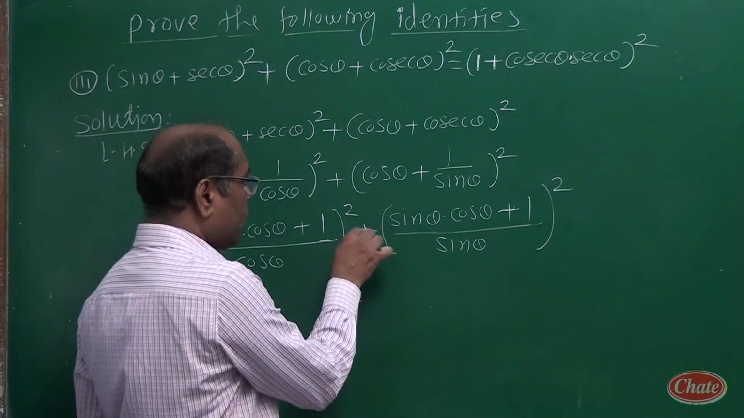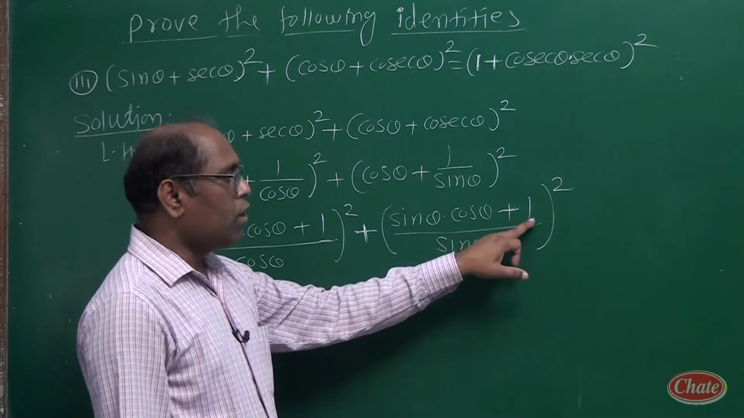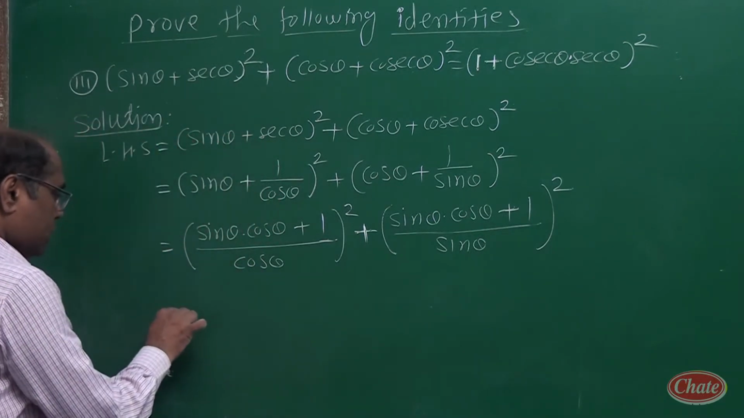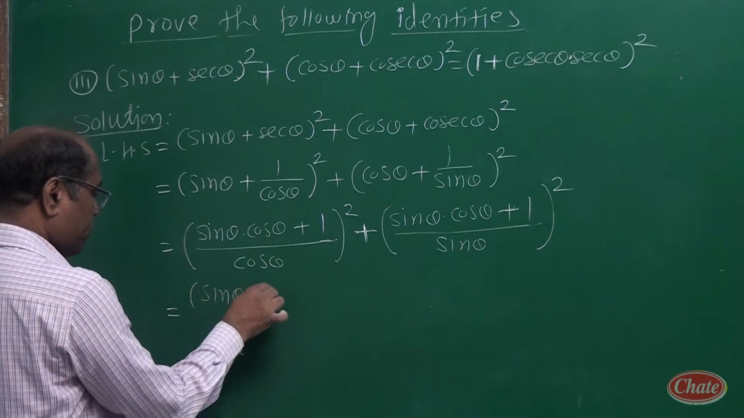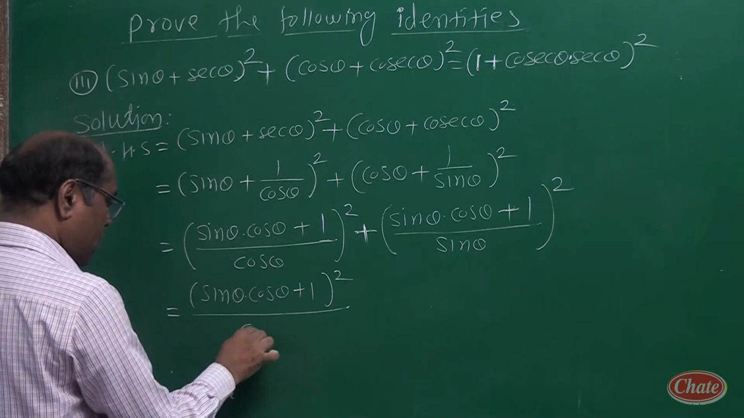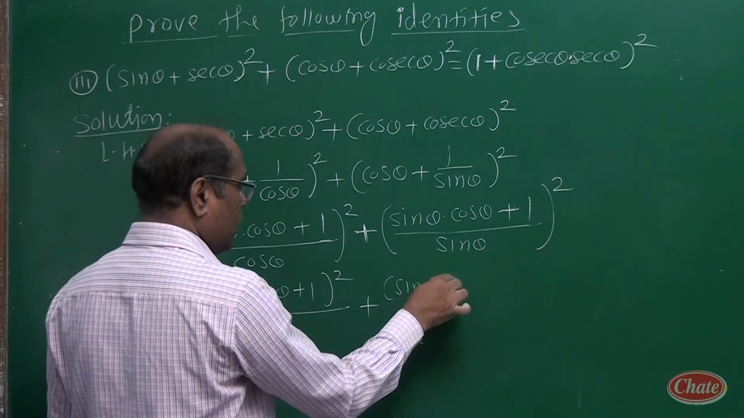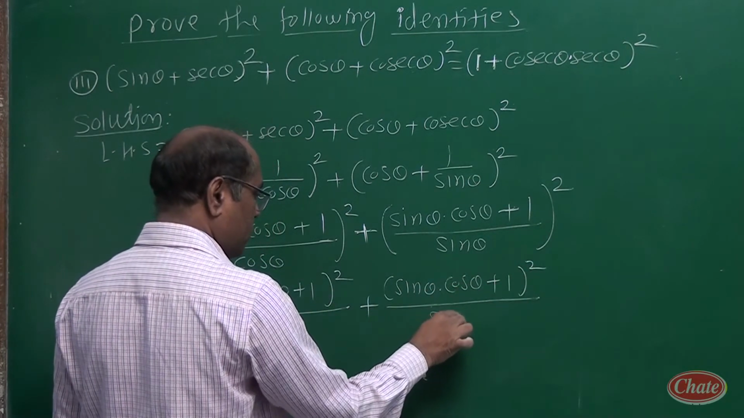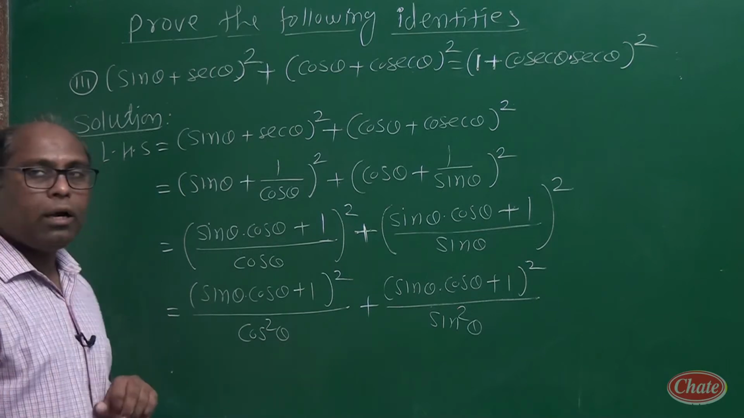Plus here also we have to take the cross multiplication: sin theta into cos theta plus 1 divided by sin theta, bracket square. So it can be written as, we'll take the separate numerator and denominator: (sin theta cos theta plus 1) bracket square divided by cos square theta, plus (sin theta cos theta plus 1) bracket square divided by sin square theta. Okay, taking the separate square of the numerator and denominator.